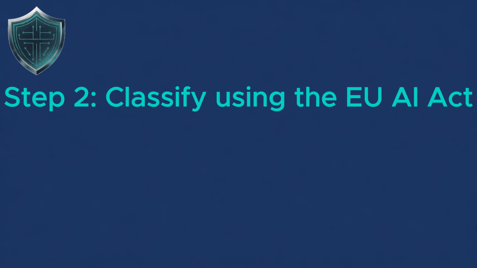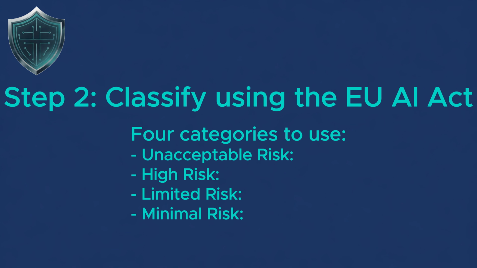Step 2. Classify the risk level using the EU AI Act. This gives you a quick, standardized way to bucket each use case. 4 categories to use. Unacceptable risk. Social scoring systems, real-time biometric identification in public spaces for law enforcement, generally banned. High risk. Hiring and promotion tools, credit scoring, medical diagnostic aids, AI used in critical infrastructure, or systems that make decisions with significant legal or financial impact.